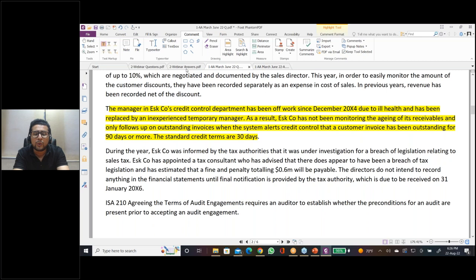EVCR, in order to verify the completeness, select a sample of goods dispatch notes and make sure that you agree that goods dispatch note with the sales order and you agree it with the year-end receivable. So maybe they have missed it out. So this is how we confirm the completeness. So this is it.